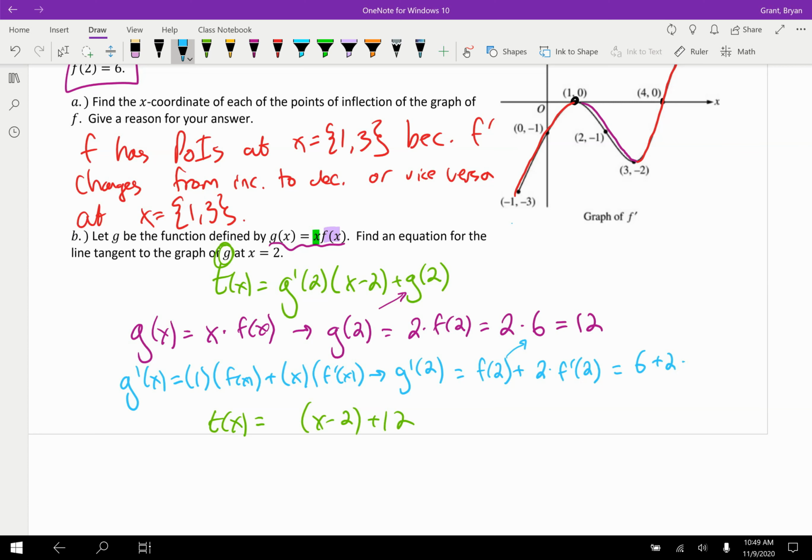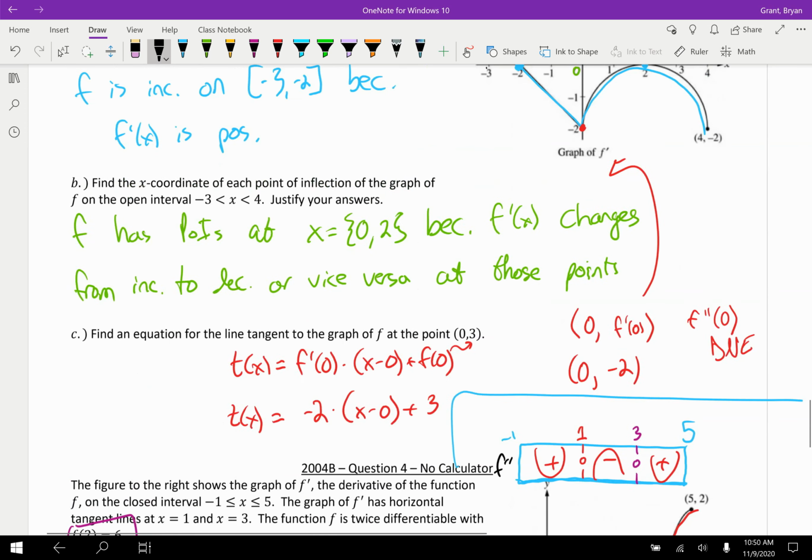F of 2 we already found earlier, that was 6, plus 2 times, what about f prime of 2? Oh, wait, we have a graph again. I think f prime of 2 is -1. So we end up with 6 minus 2, which is 4. Sorry about the bells, I'm recording at school today, but that's okay. And we end up with a slope of 4. Look at that, we have our tangent line. You can simplify your tangent line to slope-intercept form, but if you make a mistake simplifying, you lose the point for the answer, so I don't think there's much point in doing that. I think we're good here.